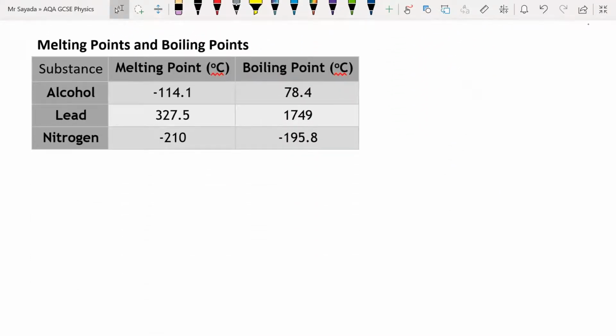So let's just quickly check that you know what those words mean. What is the name of the state change from liquid to gas? Say your answer to the video now. You should have said boiling. What is the name of the state change from liquid to solid? Say your answer now.